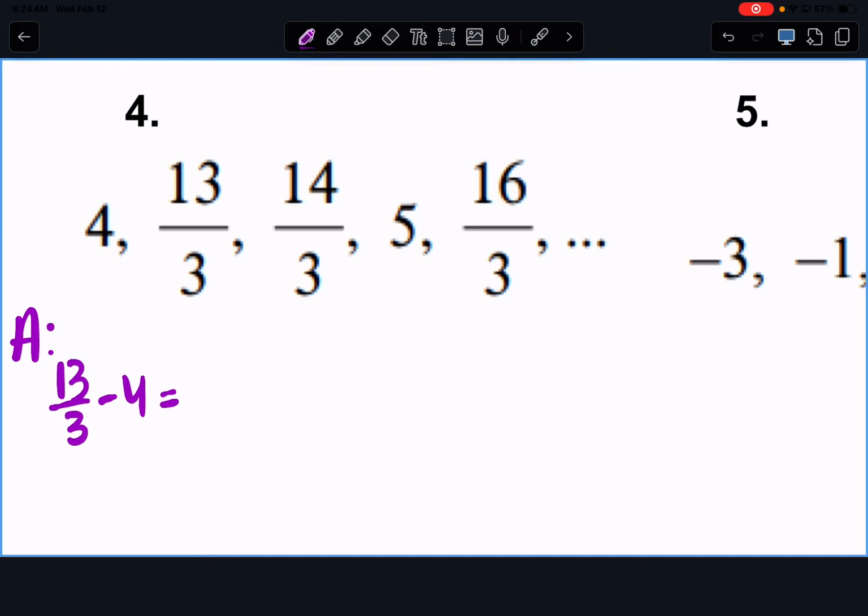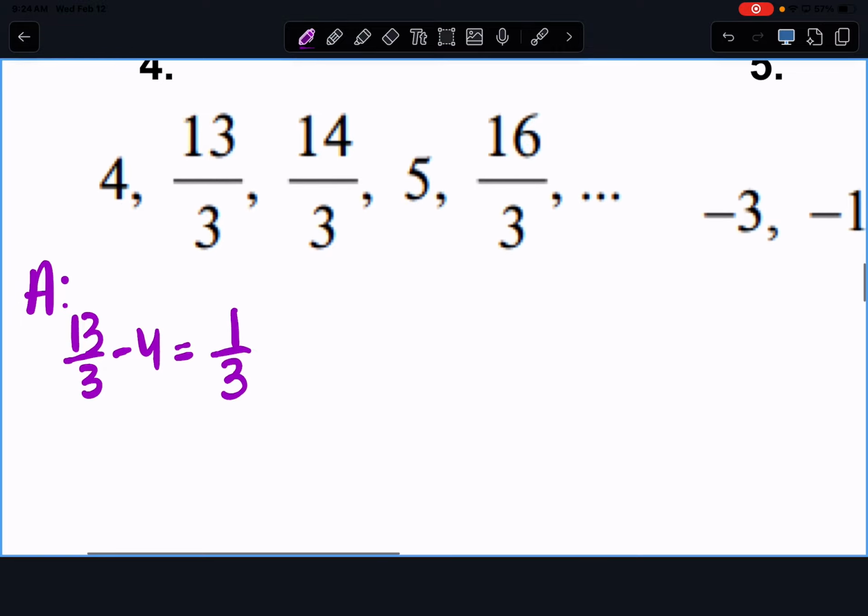Negative 4. Hmm? That's what I put. Why are we minus by 4? Because it's the term in front. It should just be whatever. Okay. 1/3, yeah. All right. Then let's check the next two.